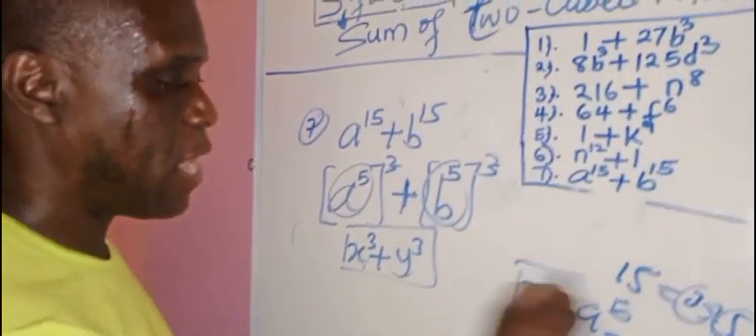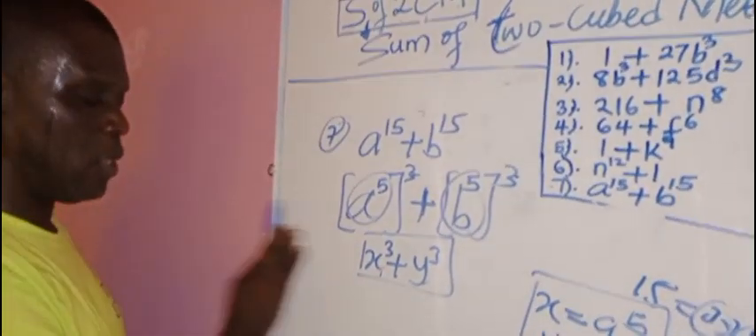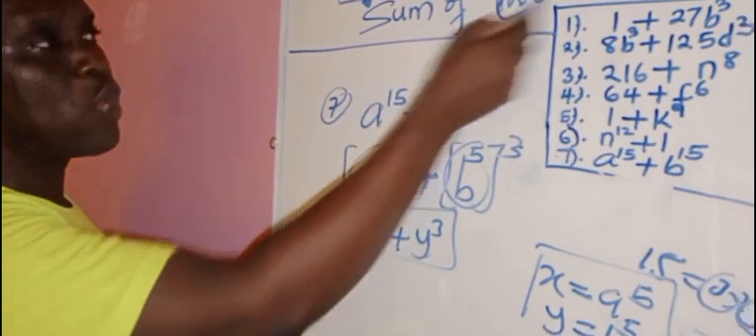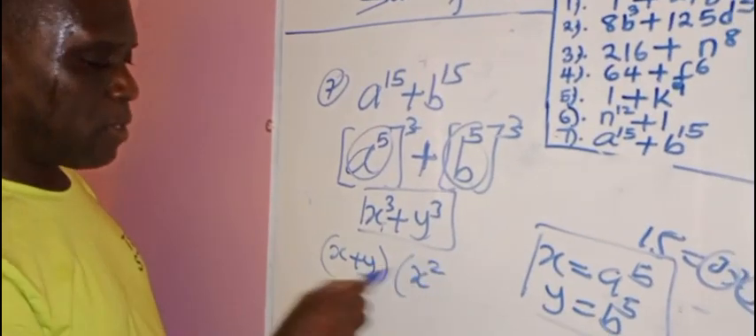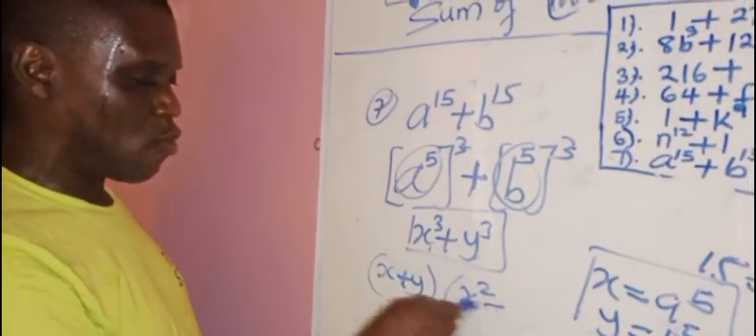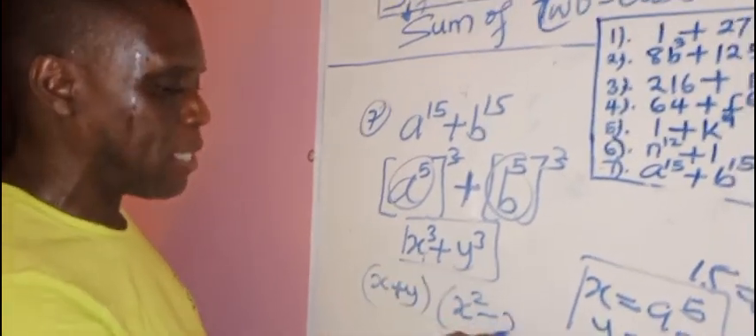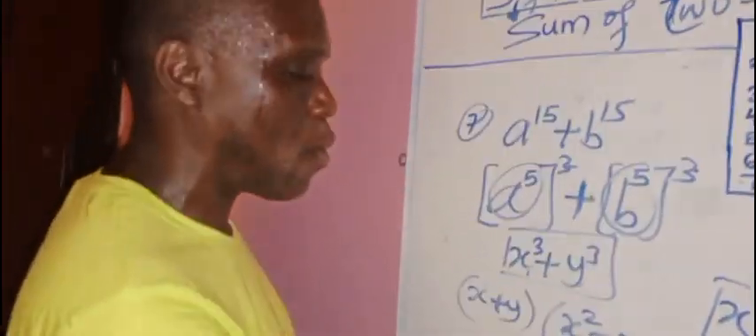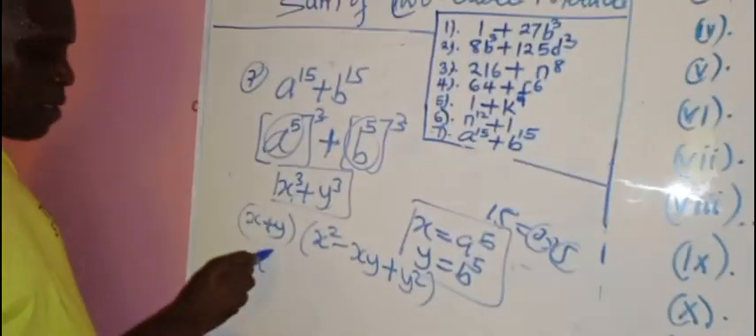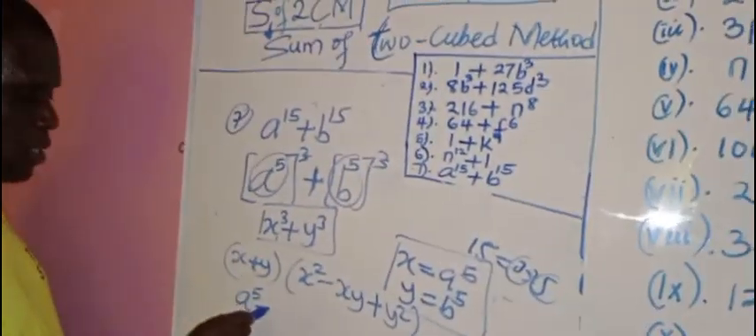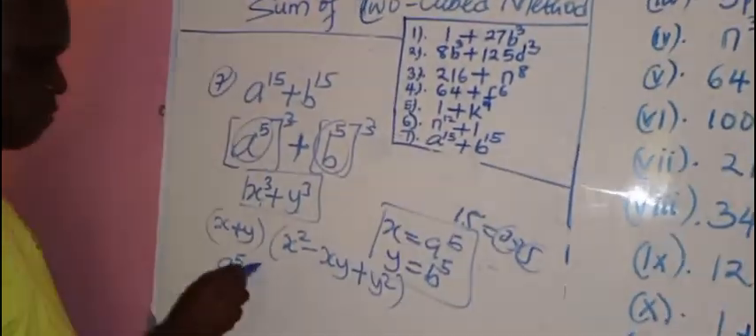Okay? So now let's finish this one. According to sum of 2 cubes method, this is x plus y into x squared minus, if this is plus, what follows will be minus, pick one x, pick one y, that's xy. It always ends with plus, plus what? Pick one y and square it. Now let's substitute. Our x is a raised to power 5, plus our y is b raised to power 5.